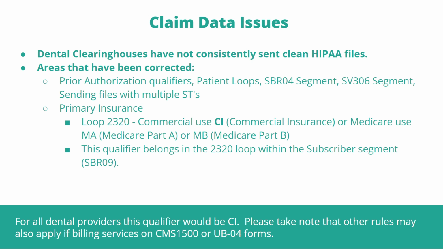Now let's talk TPL. Utah Medicaid now requires the CI qualifier to be used for reporting TPL. This qualifier belongs in the 2320 loop, and more specifically, the subscriber segment known as the SBR09. Please follow up with your software support to find out how to add this information to your individual practice management software if this has been an issue for your claims.